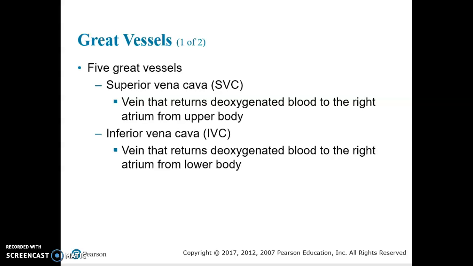So we have a superior and inferior vena cava. These are both veins. They both bring in deoxygenated blood, but the superior brings it from the upper body and the inferior brings it from the lower body.